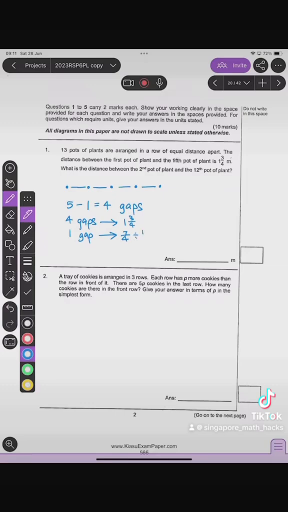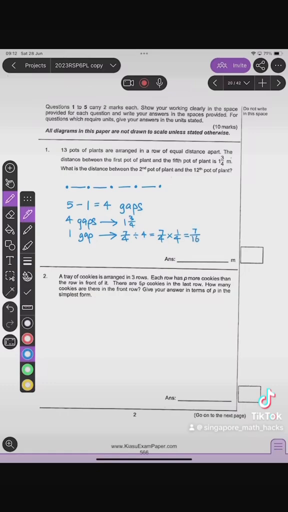I can change it into multiply, right? Okay, so 7/4, if I divide by 4, I can turn it into times 1/4, because divide by 4 and multiply by 1/4 is the same thing. So equals to 7/16. So 1 gap has 7/16 meters.